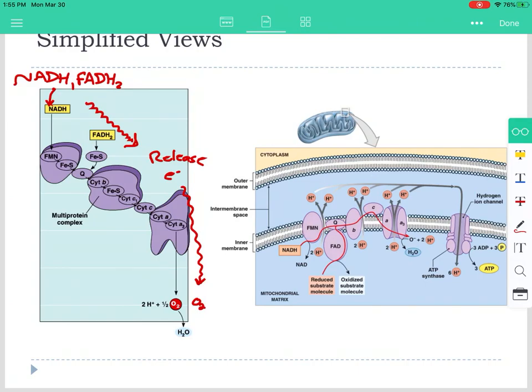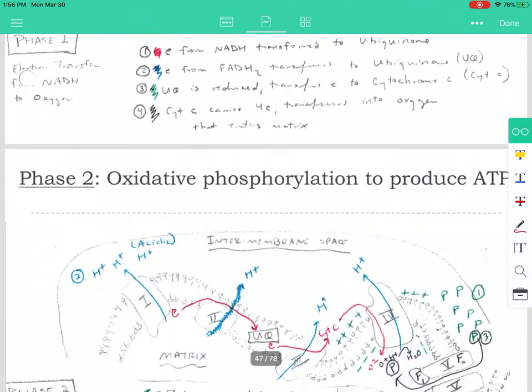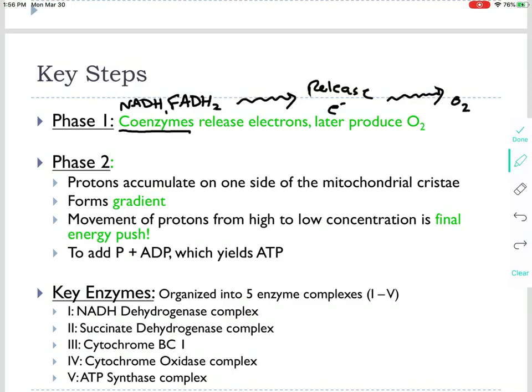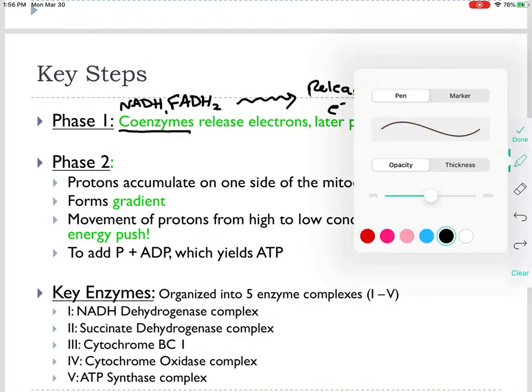So that's how we're going to simplify it. NADH and FADH from the Krebs cycle enter the electron transport chain. They carry electrons for a while, and then they release the electrons. And the release of the electrons later leads to the formation of oxygen. Right? NADH and FADH carry the electrons for a while, but then they release the electrons, which eventually allows us to form oxygen. Okay, now we get to phase 2.